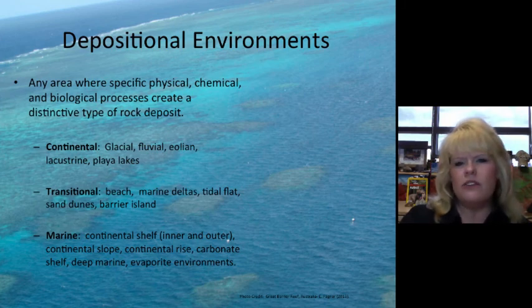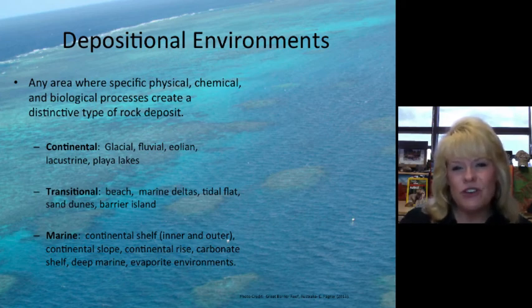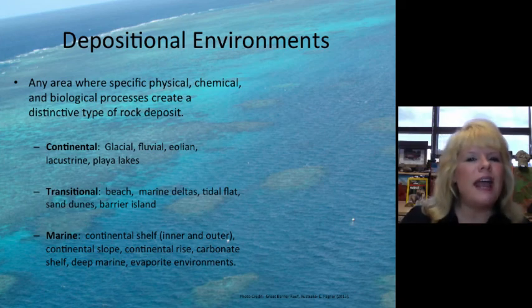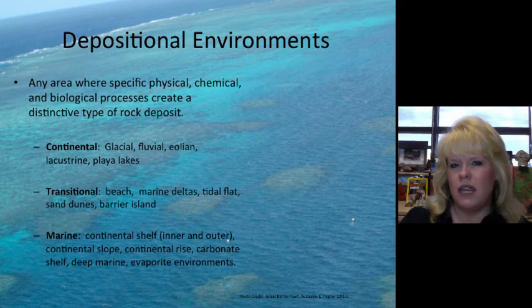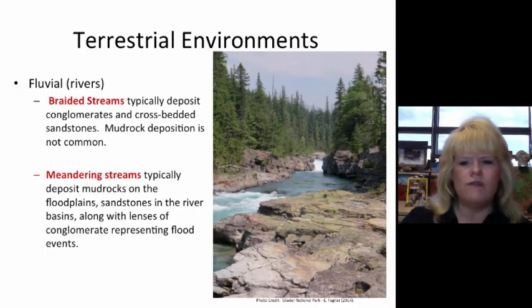And then your carbonate shelves, which are very important and historical, which you'll see when we get to marine transgressions and regressions and sloss sequences. Deep marine and evaporite deposits. So all of these play a role in what you'll see the rest of the semester. So let's start with terrestrial environments. This would be a classic terrestrial environment in Glacier National Park. This would be a fluvial environment.